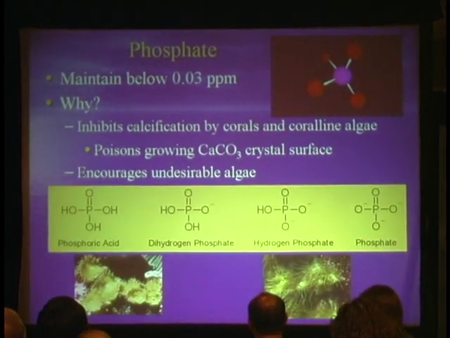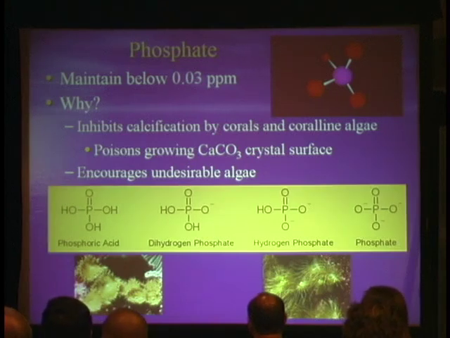Okay, let me skip to phosphate for a minute. Phosphate is something that is getting more and more discussion these days as people try to see what happens to their corals as they drive down the nutrient levels to low levels. But I would suggest that people should try to maintain below 0.03 ppm. I know that's tough to do. My aquarium ran for years at 0.1 ppm. But you get more algae at the higher levels of phosphate, and the calcifying corals will grow more slowly. There's no question about it.